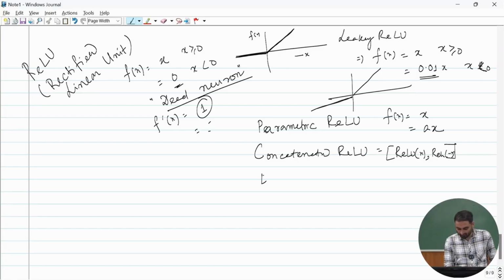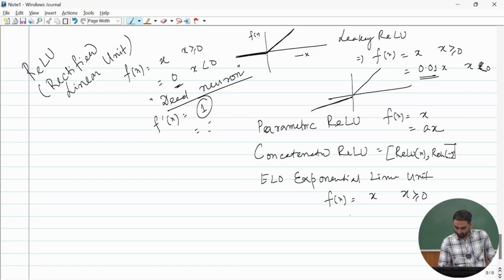There is another variation called ELU, exponential linear unit, right? f of x is x if x is greater than or equal to 0, otherwise alpha times e to the power x minus 1. They introduced this exponential component here. So now these are small variations of ReLU. Let's look at some of the major variations of ReLU, right?